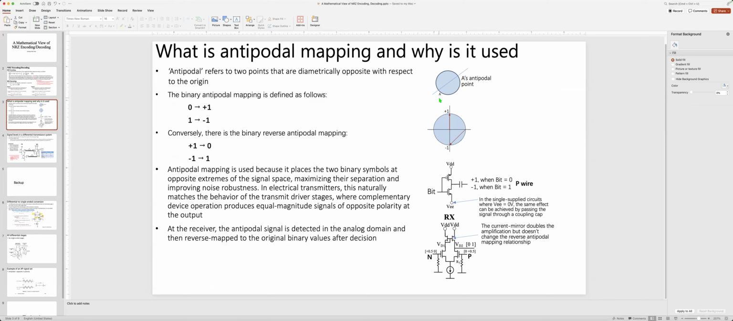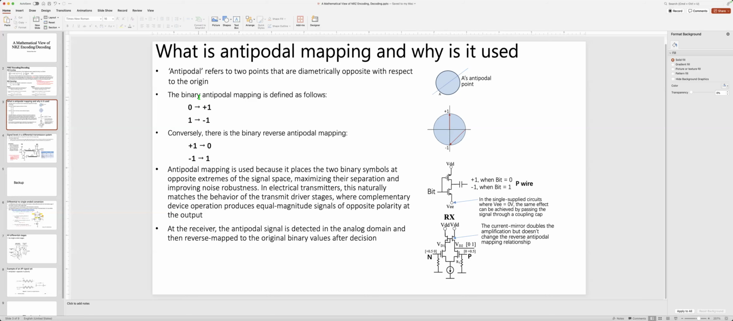Antipodal means a point on the opposite side of a circle or sphere from the original point. For example, we have original point A, then its antipodal point is right on the diametrical line, the opposite point.